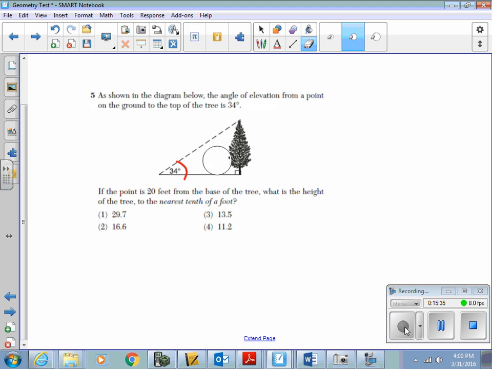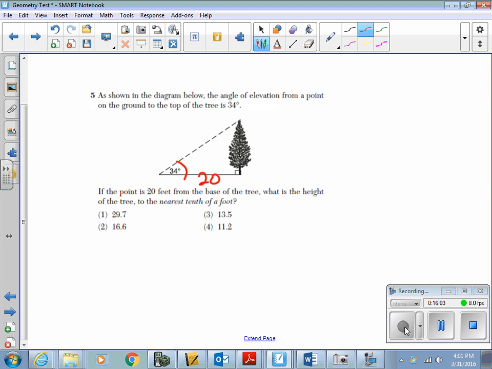So I'll go ahead and erase those. I'll put this as 20. They actually give you that information, but they don't put it in the diagram, so you have to put that on the diagram for yourself. Now you also have to figure out what we are looking for. It says, what is the height of the tree? So the first thing you need to remember is we're looking for a side, not an angle. They can have you look for an angle, but we're looking for a side.